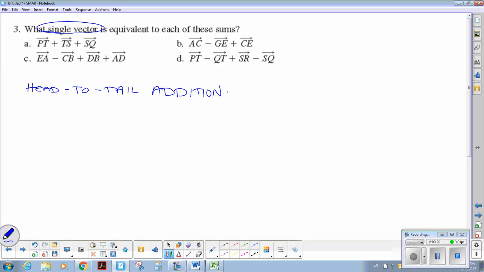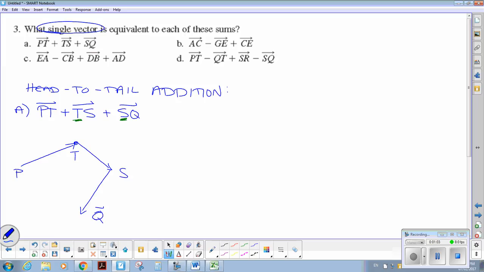All right, so we're just playing a game here, and guess what? You can draw your own picture since they don't provide one. So for number A there, vector PT, I'm going to say this is my vector PT. Because they didn't give me a picture, I can make the arbitrary direction here. Plus TS, well, guess what? We need to start my new vector at T. So I'm going to start at T, and I'm going to go over to S, which I'm going to say is right there, plus SQ. Again, my new vector has to start at S. So I'm going to say SQ goes over here. And lo and behold, there's what my picture looks like.